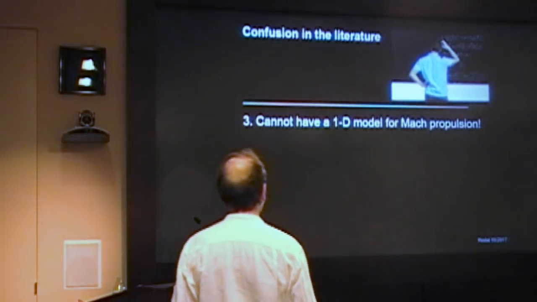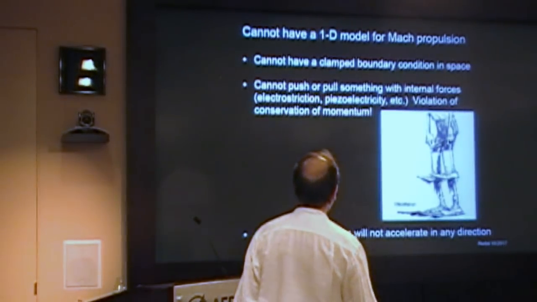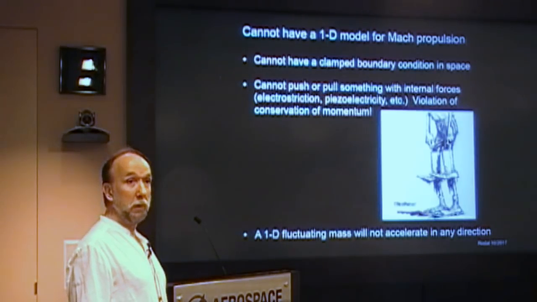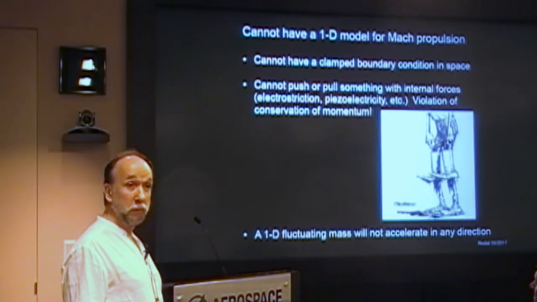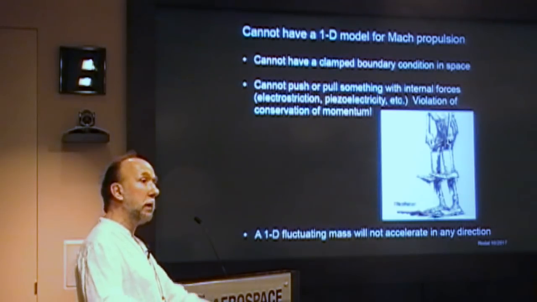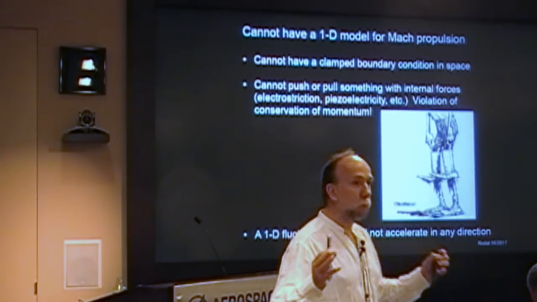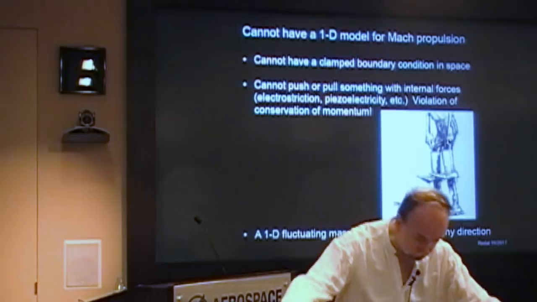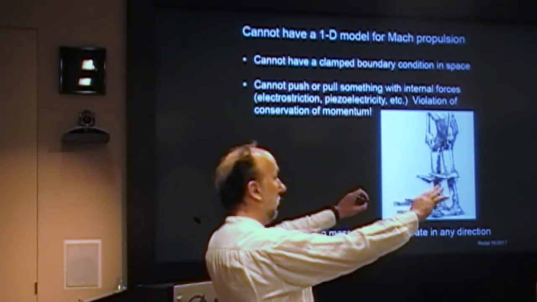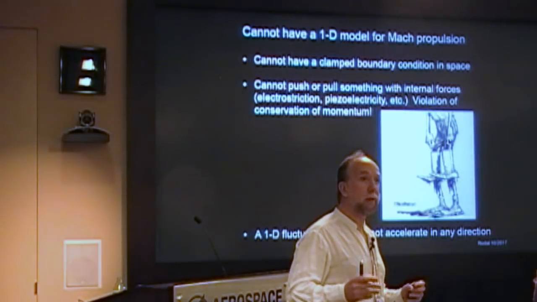Okay, confusion number three. We cannot have a one-dimensional model for Mach propulsion. Why? First of all, you cannot have a clamp boundary condition in space. There is nothing to clamp to. You can clamp something here to terra firma, and you can describe maybe your Mach drive experiment with a clamp here. You cannot clamp it out there. Most importantly, I hear all this push-pull. If you push-pull, you can do it here because I have friction and I cannot slide. But how can I push on something in space? I have to have something to rely on. So if I have only a one-dimensional object, I cannot do that.